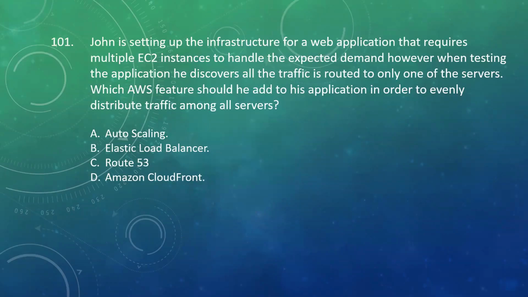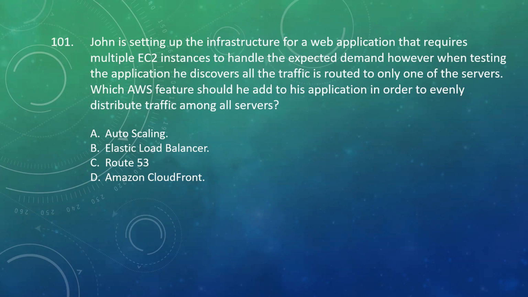John is setting up the infrastructure for a web application that requires multiple EC2 instances to handle the expected demand. However, when testing the application, he discovers all the traffic is routed to only one of the servers. Which AWS feature should he add to his application in order to evenly distribute traffic among all servers? Your options are auto scaling, Elastic Load Balancer, Route 53, Amazon CloudFront.